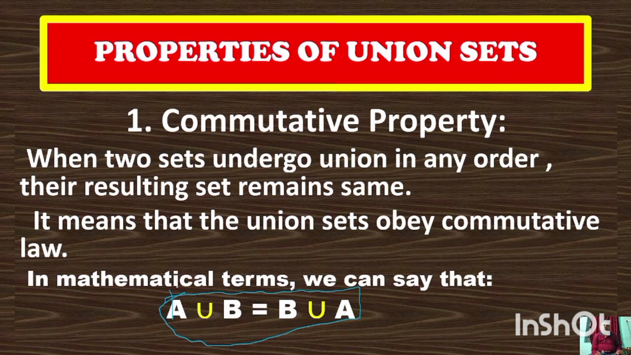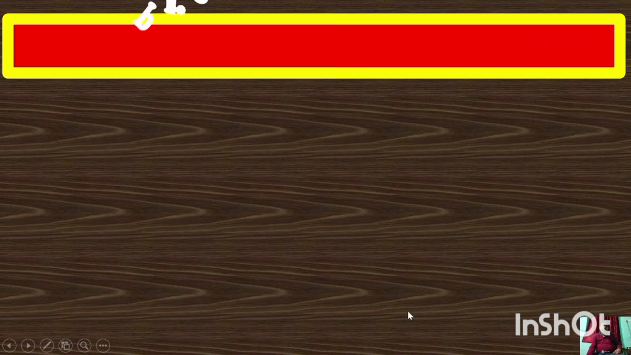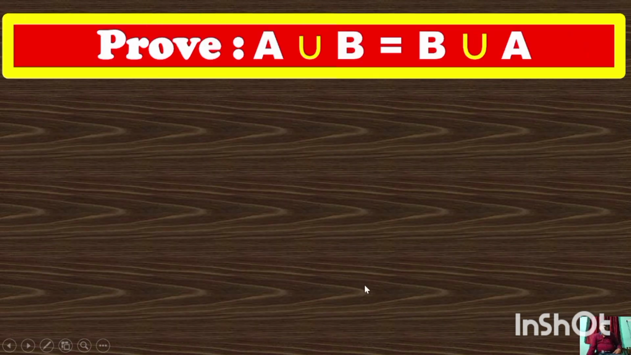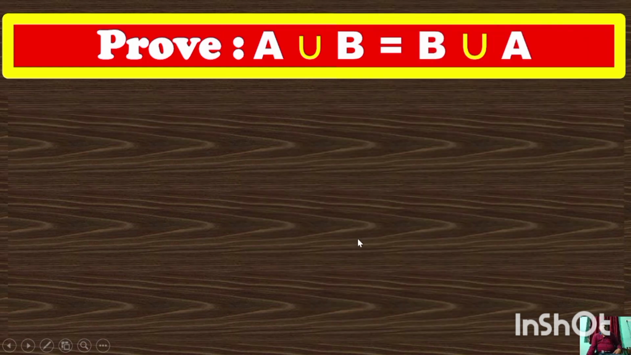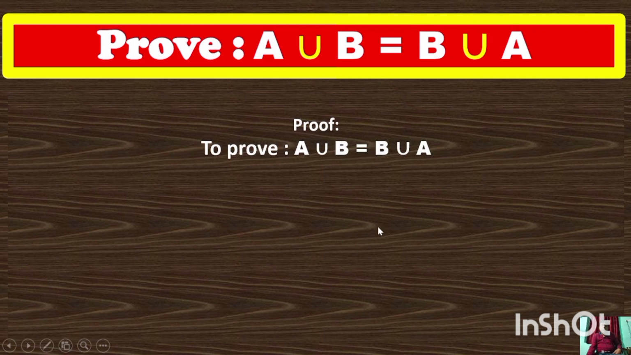That we are going to prove it. It means when the two sets undergo union in any order, the resultant set will remain the same. This is one of the important properties, and we can prove it, we can verify it. Let us see how to prove A union B is equal to B union A. We can prove it by examples, by using property, and by using Venn diagram.